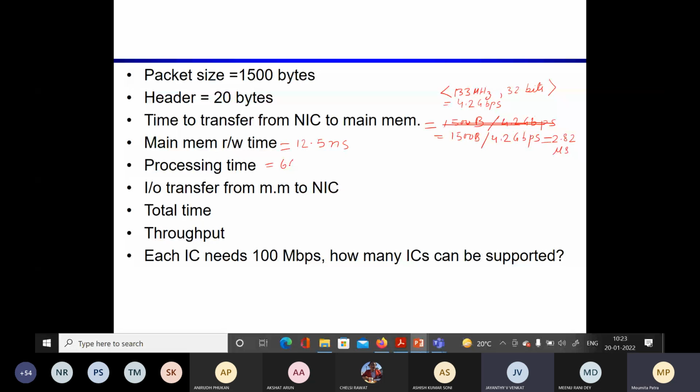What is the total time that you are getting? 5708.2 nanoseconds. Okay.